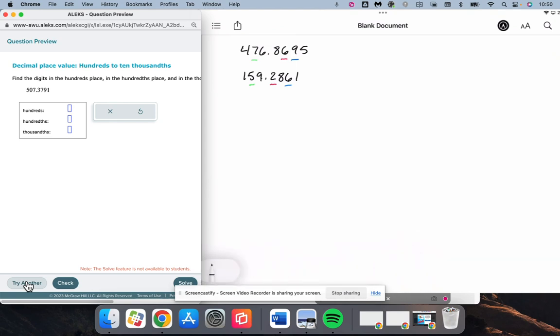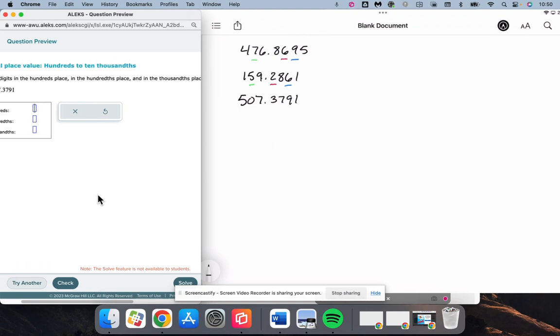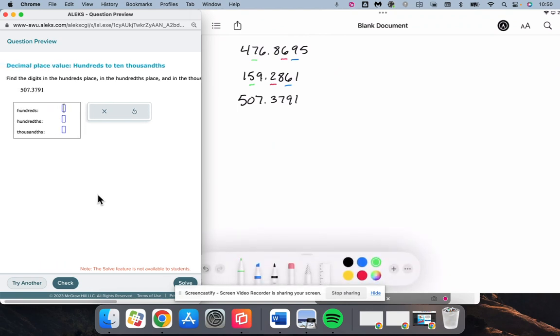Next, we've got 507.3791. And we're asked for the hundreds, hundredths, and thousandths. So hundreds first, that is 507. Hundredths, to the right of the decimal, we have 3 in the tenths, 7 in the hundredths. And then lastly, thousandths, we have 9 in the thousandths. And then the 1 would be 10,000ths, but we're not asked about that.